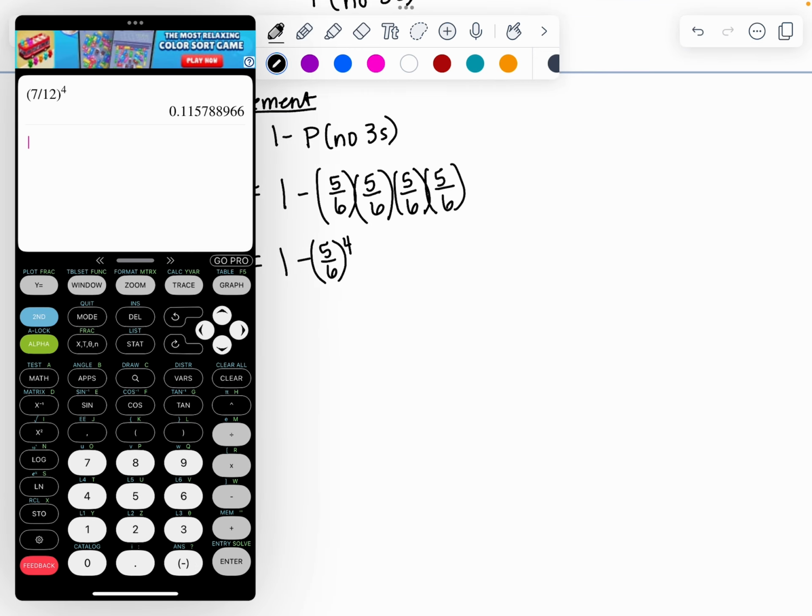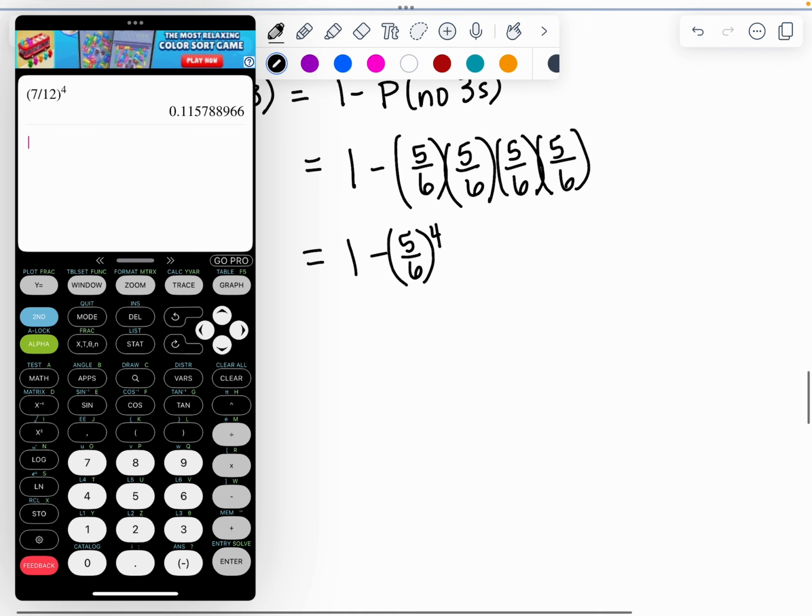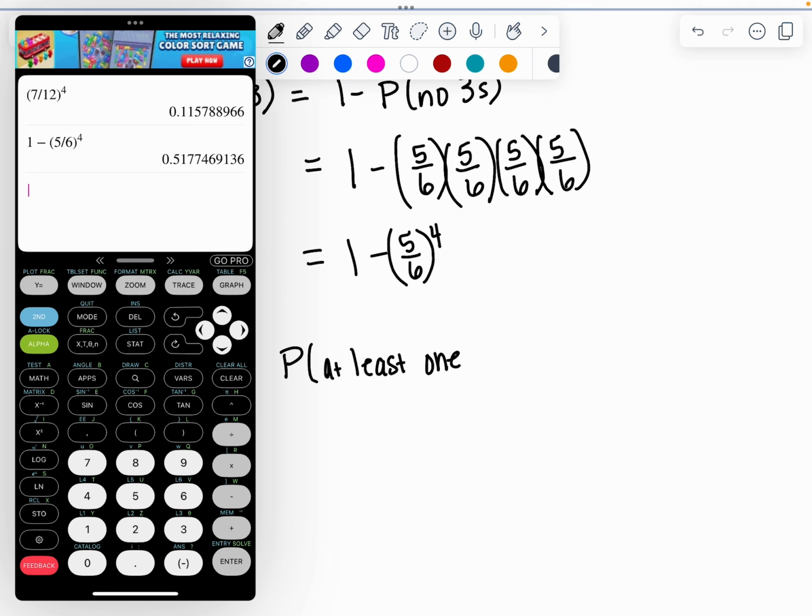If we grab our calculator, we can type that in. We can say 1 minus 5 divided by 6 to the 4th. And the probability of at least one 3 is equal to 0.518. And that's what you would type in, 0.518.